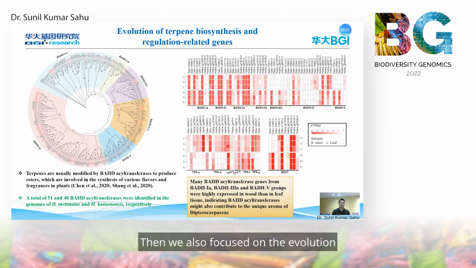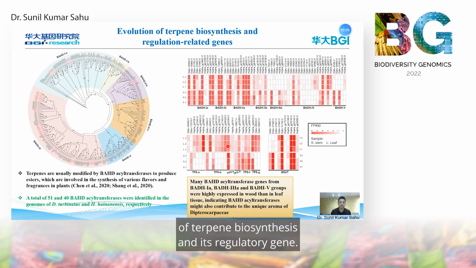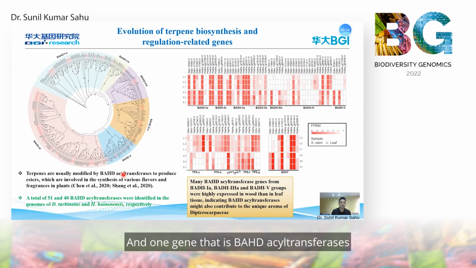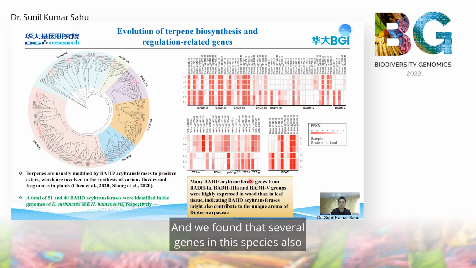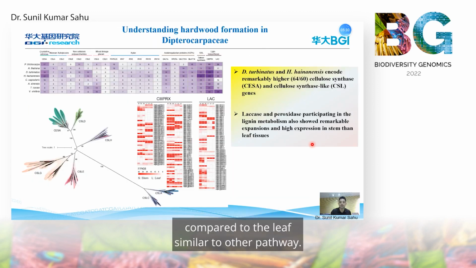Then we also focused on the evolution of the terpene biosynthesis regulatory genes. And one gene, BAHD acyltransferase, was highly expanded in these species, and we found that several genes in these species also showed very high expression in the stem tissue compared to the leaf, similar to the other pathways.